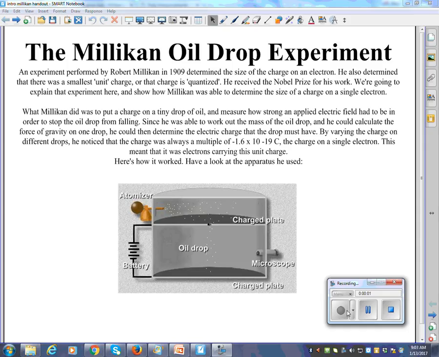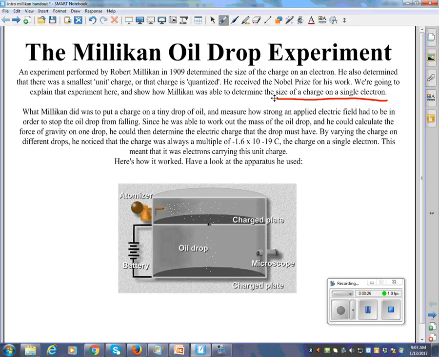Alrighty, so the Millikan oil drop experiment. This is an experiment performed by Robert Millikan in 1909, although I think from what I heard from many people it was like 1913 when he finished publishing, am I right? Something like that? He determined the size of the charge on an electron, and in fact that was his main purpose, right? Was to determine the size of a charge on a single electron.